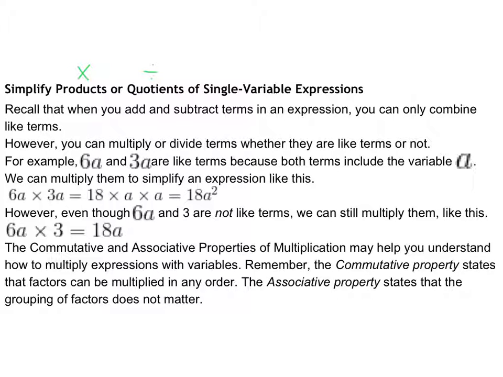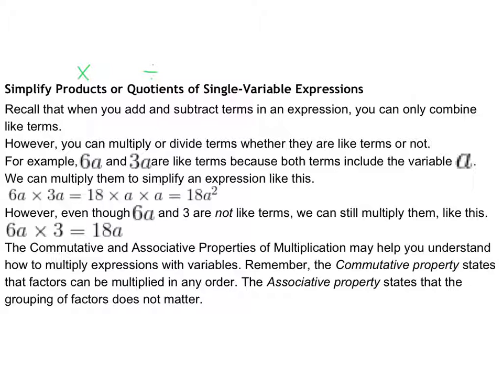So when we add or subtract terms in an expression, we can only combine like terms. However, we can multiply or divide terms whether they're like or not. So for example, 6a and 3a are like terms because both terms have a in them. And we can multiply them together to simplify an expression like this. 6a times 3a is 18 times a times a, which is 18a squared.